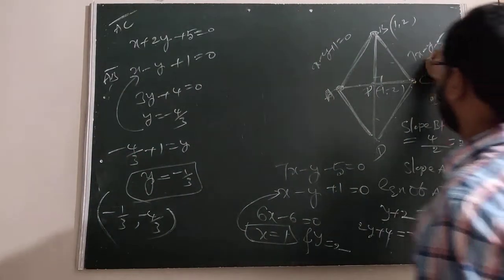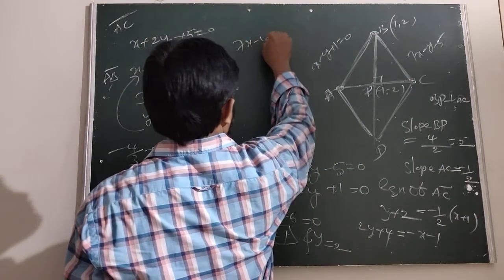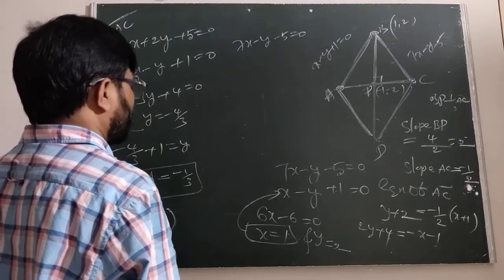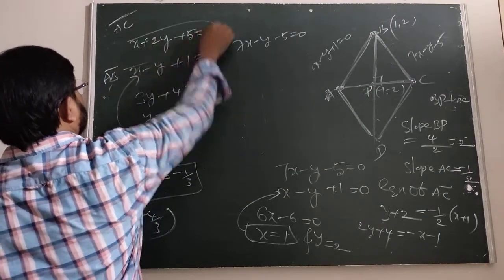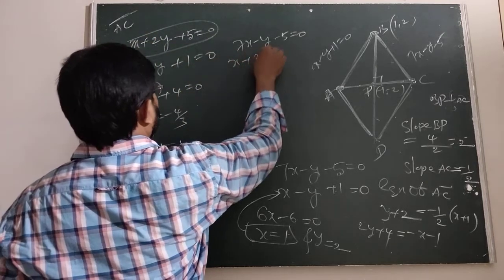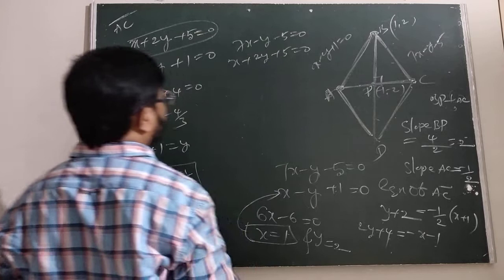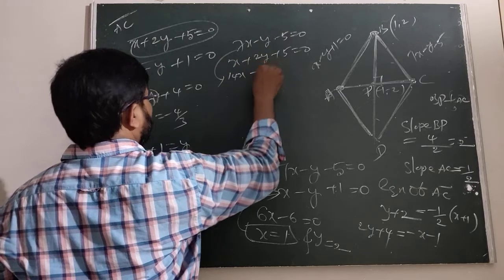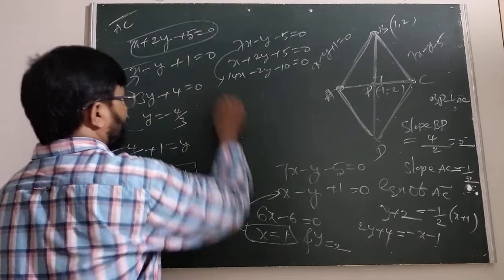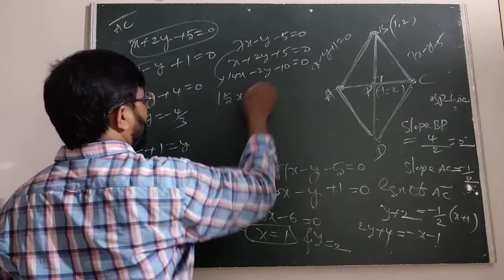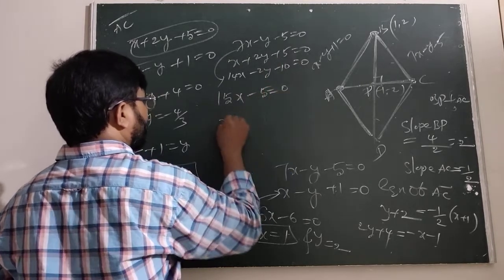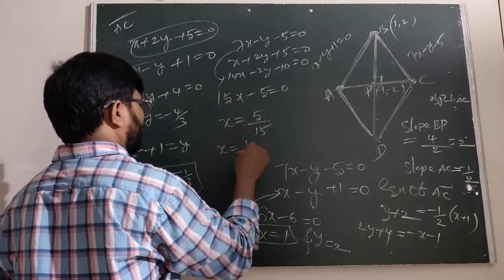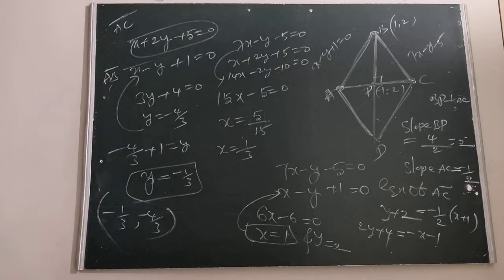To find C, we are taking this one: 7x minus y minus 5 equal to 0, and the equation of AC, x plus 2y plus 5 equal to 0. Multiplying by 2, it is 14x minus 2y minus 10 equal to 0. Now adding, this is 15x minus 5 equal to 0. The x will be 5 by 15, so x will be 1 by 3.